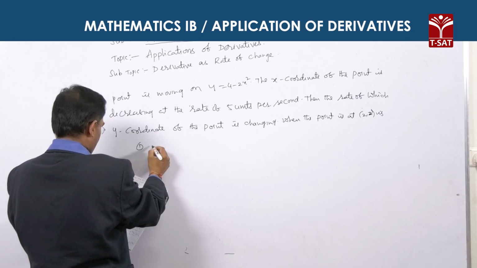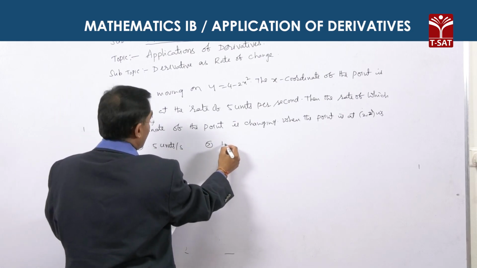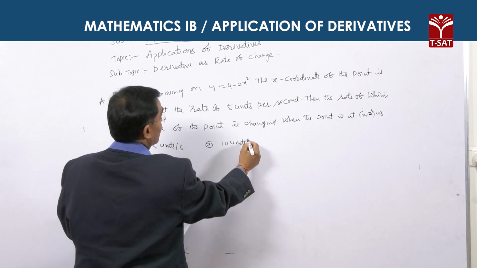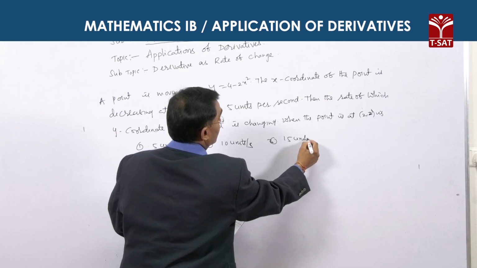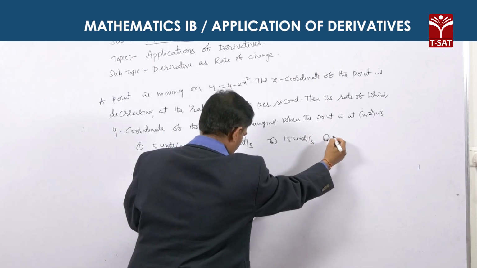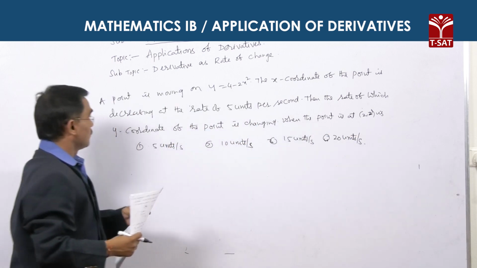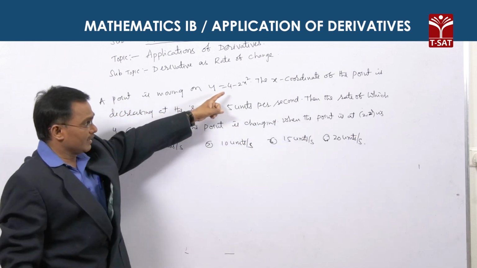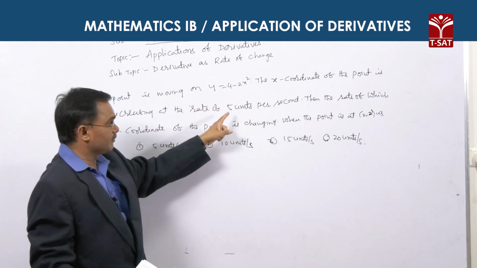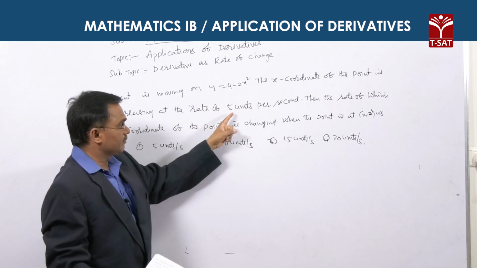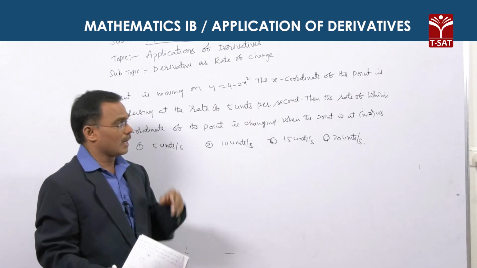First response is 5 units per second, second response is 10 units per second, third response is 15 units per second, fourth response is 20 units per second. Right. Students, a particle is moving on a curve whose equation is given. The x coordinate of the point is decreasing at the rate of 5 units per second. Then find the rate of change of the y coordinate at the point (2, 2).